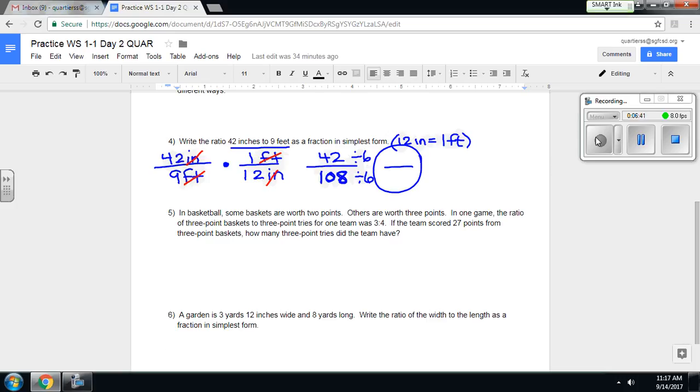Remember, Mrs. Click said she's going to go over 5 and 6 tomorrow. You're not responsible for 5 and 6. Just stop with number 4, and you're all set.